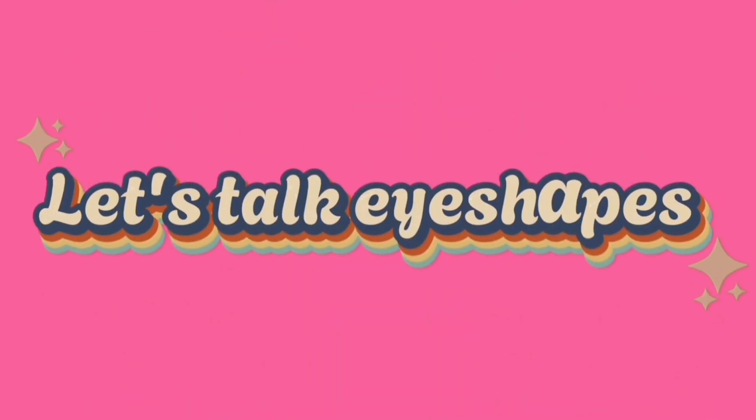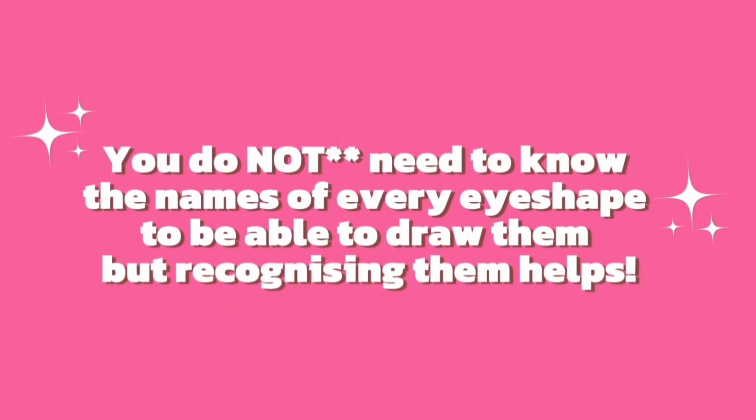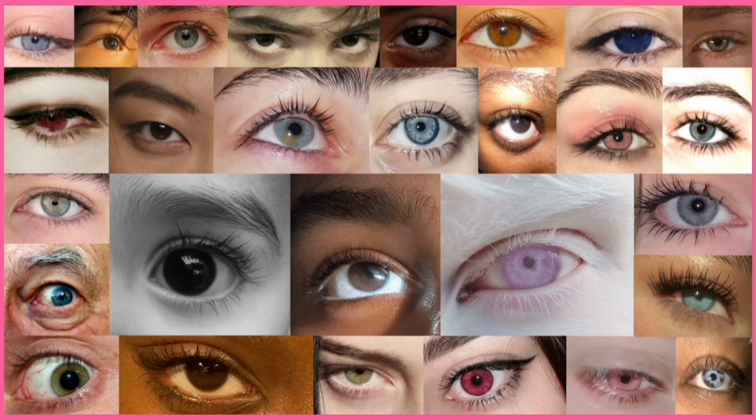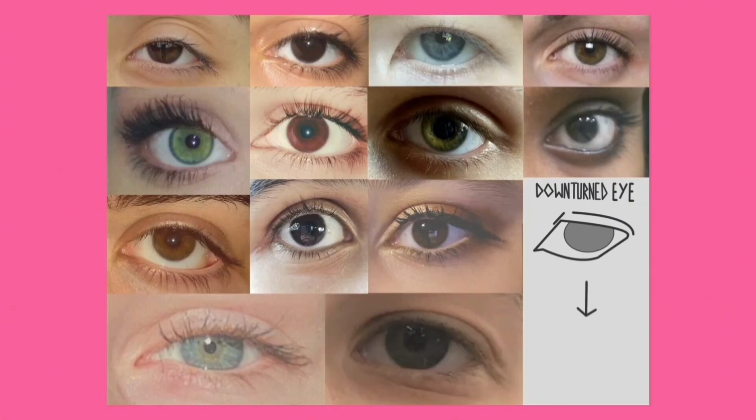Before we start, I just wanted to take a second to explain the different types of eye shapes. You don't need to know the names of every single eye shape to draw. It does help to know the main types, as there are thousands of variations of eyes. The main eye shapes you should learn are almond, upturned, hooded, monolid, downturned, and round.